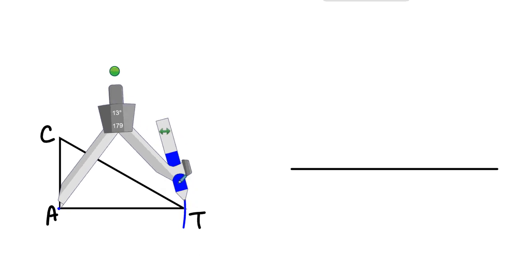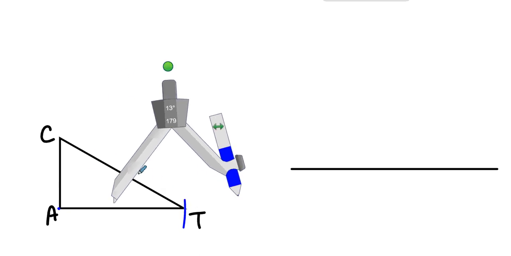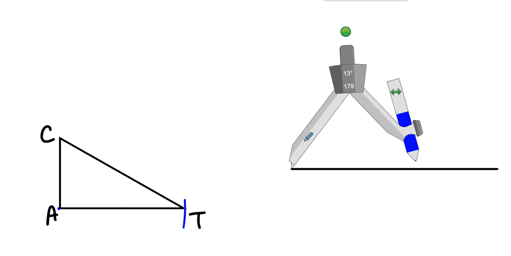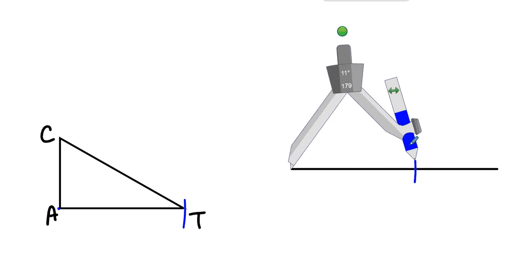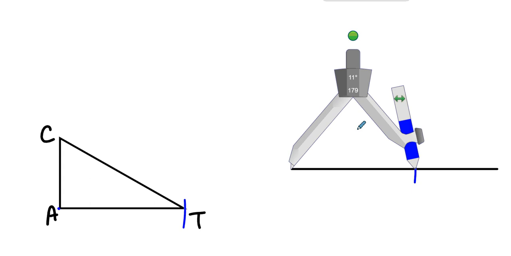AT is that long. And then we're going to come over here. We're going to put the compass point at the endpoint of our segment, and we're going to make a similar arc over here. And because we haven't changed the width of the compass at all, whatever the length of AT is, it is exactly copied over here.